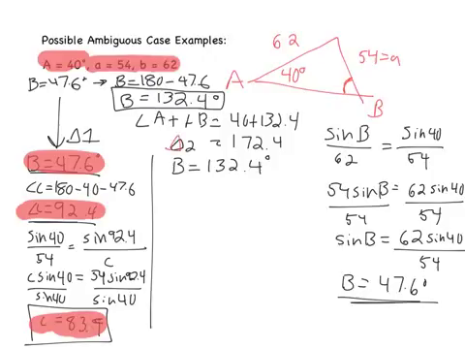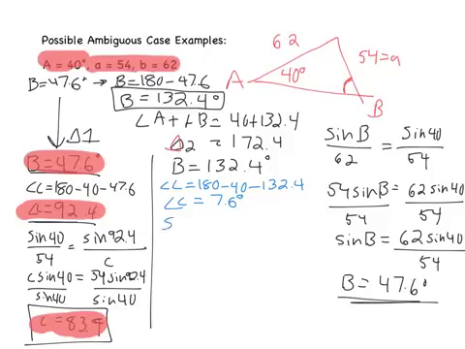I'm going to do this one in blue. First thing is going to be to find angle C again. And it's going to be 180 minus 40 minus 132.4. Remember, we have this other option for angle B here. So 180 minus 40 minus 132.4 means angle C is going to be 7.6 degrees, which is definitely on the small side, but it'll work. And then now I need to find side C.